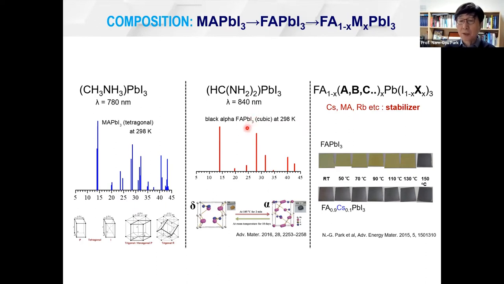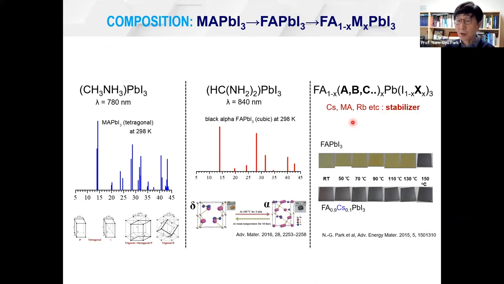The problem for FAPbI3, pure FAPbI3, is that because of the little bit larger size of the FA cation, the tolerance factor is slightly higher than unity. Therefore, there is a phase transition from alpha phase to delta phase when you cool down this FAPbI3. Delta phase is a non-perovskite phase and it's not active for photovoltaics. Therefore, to stabilize alpha-phase FAPbI3, we usually use a smaller cation such as cesium, methylammonium, rubidium, etc. So this is called the stabilizer.